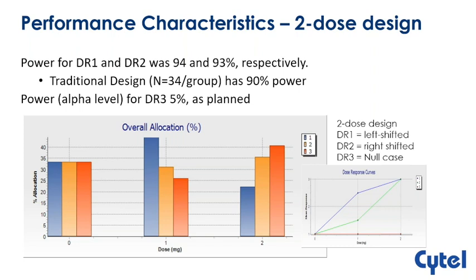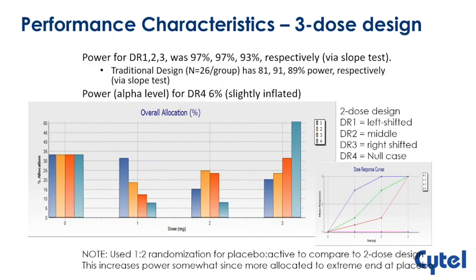In the 3-dose case, the advantage of the adaptive design improves. The power for the first 3 dose response curves, 1, 2, 3, was high, 97, 97, 93% by a slope test. And the traditional design now has fewer subjects per group and had power 81, 91, and 89%.